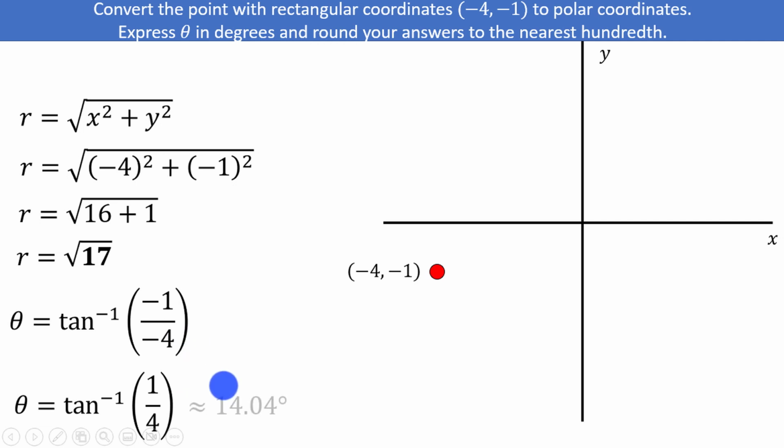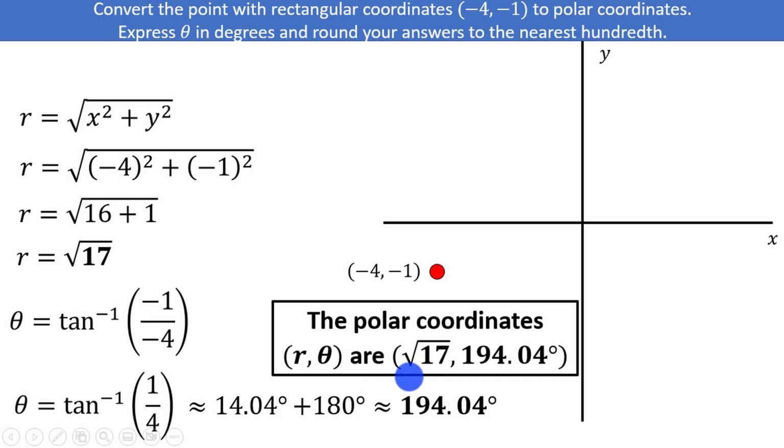If we type this into our calculator, we will get 14.04 degrees. But of course, 14.04 degrees would be somewhere in the first quadrant. Since inverse tangent will always give us an angle in either quadrant 1 or quadrant 4, if our actual point is in either quadrant 2 or quadrant 3, we must add 180 degrees. Adding 180 degrees will give us 194.04 degrees. The polar coordinates r, theta are the square root of 17, 194.04 degrees.